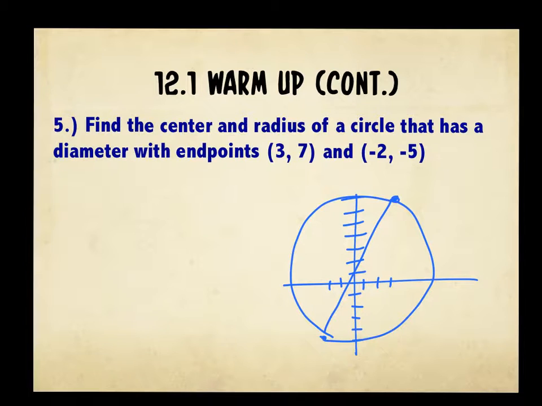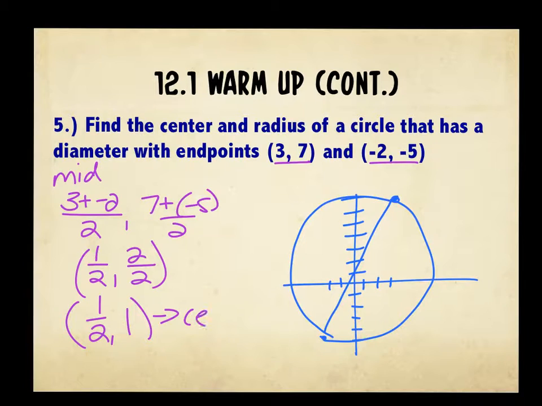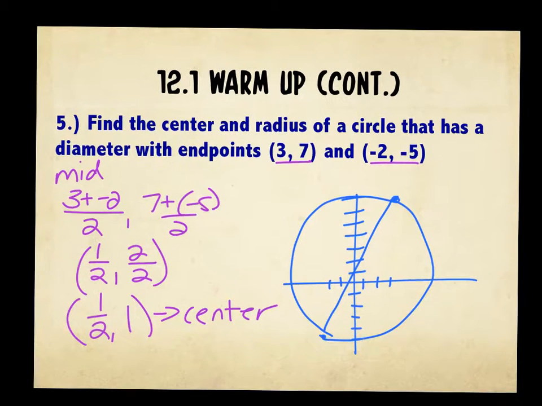So how do I find the center given the points? Good. The midpoint formula is going to give me the center because I want to know the point midway between these two endpoints. So I add the two x's, 3 plus -2 divided by 2, and add the two y's, 7 plus -5 divided by 2. So 1/2, 2 over 2, which is 1/2 and 1. That's the center of this circle.